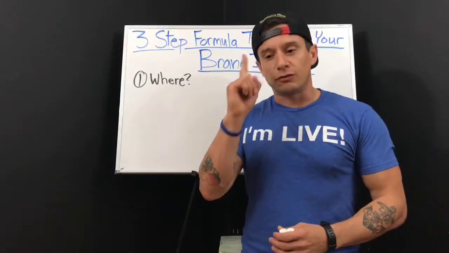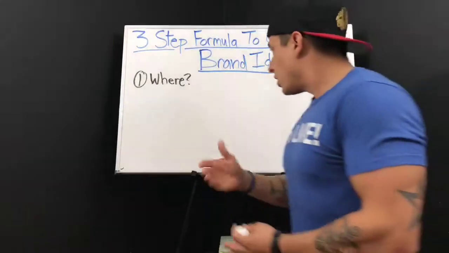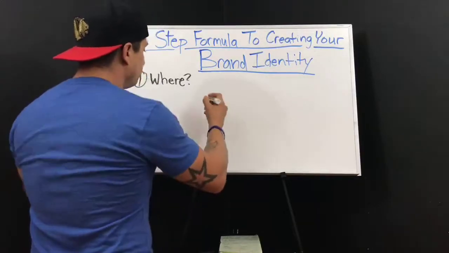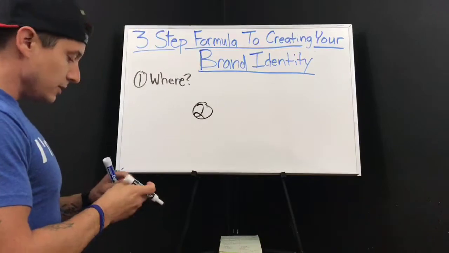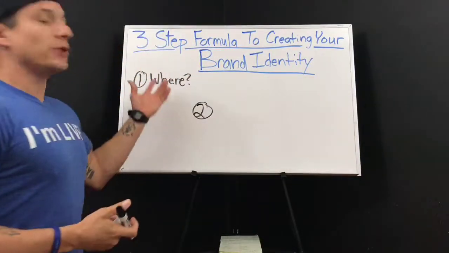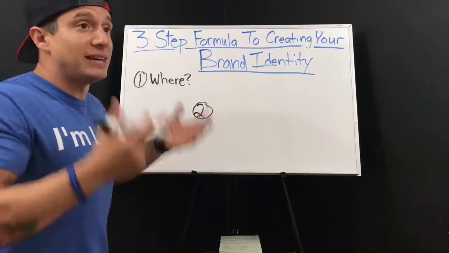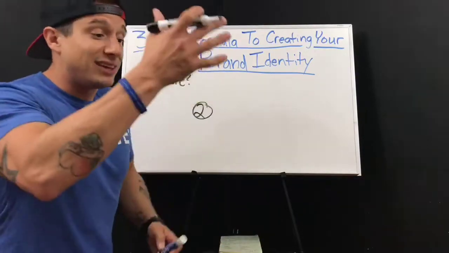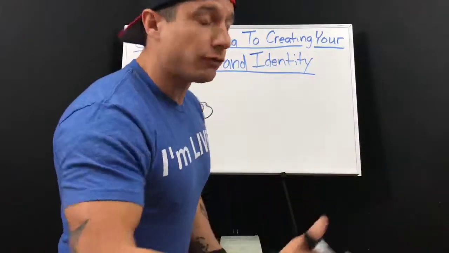So the first step of the formula is to figure out where. Where are you going to be? What media platform are you going to be on? Okay? Number 2. The second step in the formula to creating your brand's identity, because the first part of your identity is where are you going to show up every day? Where are they going to go find you? Where do they know you're going to be at every single day so they can go and interact with your content, engage and learn from you, so they can get value from you, but then also so they can click back to your links, so they can get to your offers, right?